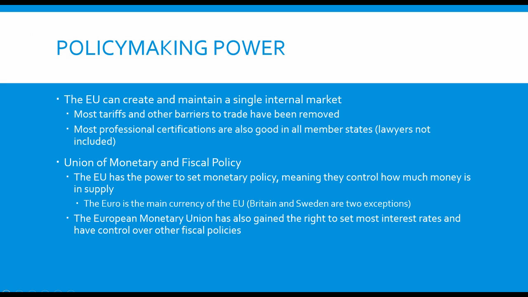There's also a union of monetary and fiscal policy within the European Union. The EU has the power to set monetary policy, meaning they control how much money is in the supply. There are two main ways in which you can do that. One is through the buying and selling of bonds, and one is through the setting of interest rates. If you lower interest rates at the EU level, then national banks have the ability to borrow money at a cheaper rate, which means they can loan money at a cheaper rate, which means that there's more money in the supply. If you raise interest rates, it's a disincentive to borrowing, so therefore you're going to take money out of the supply by doing that.